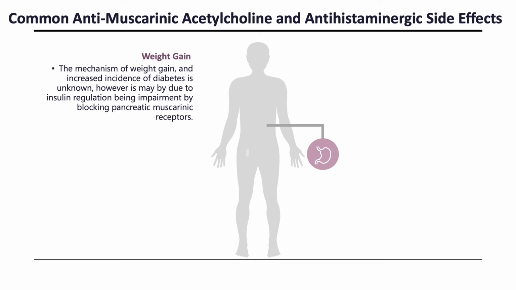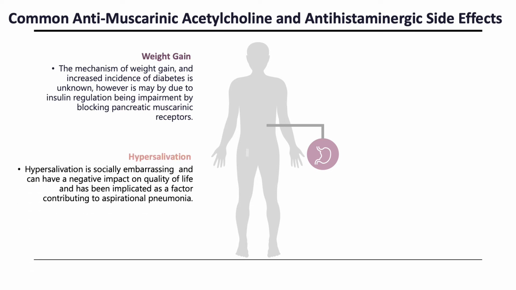Weight gain. The mechanism of weight gain and increased incidence of diabetes is unknown. However, it may be due to insulin regulation being impaired by blocking pancreatic muscarinic receptors. Weekly weight for the first 6 weeks, BMI, and waist circumference at baseline and then 3 months are indicated.